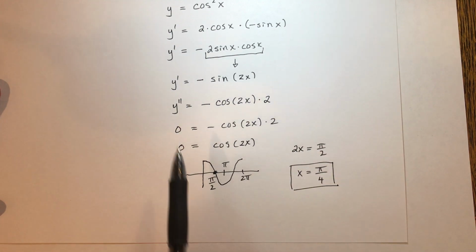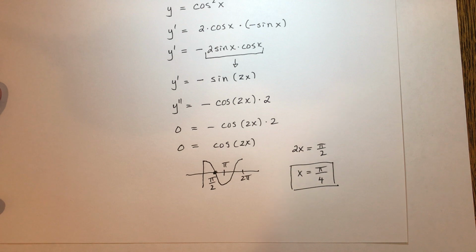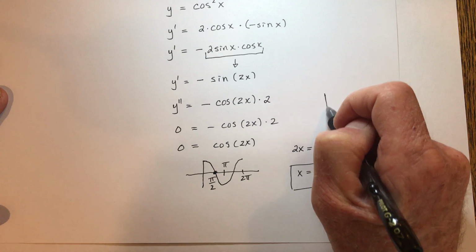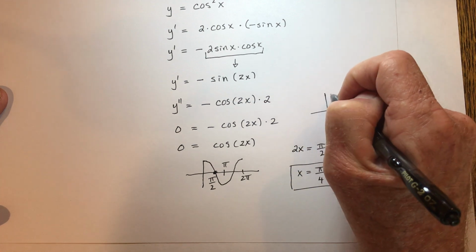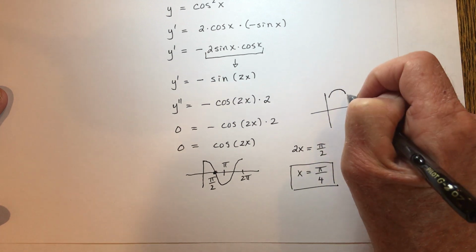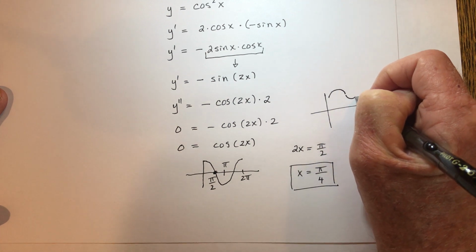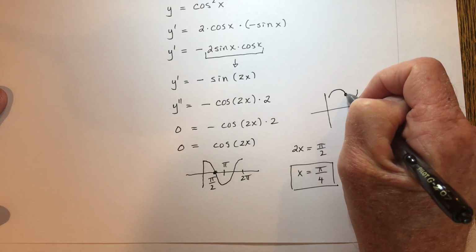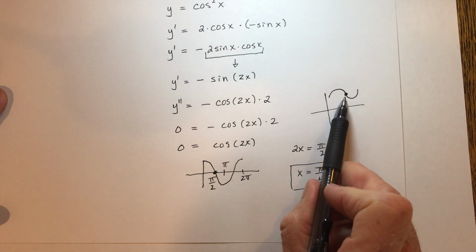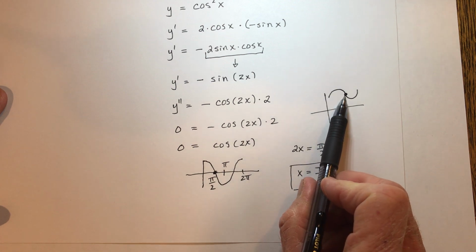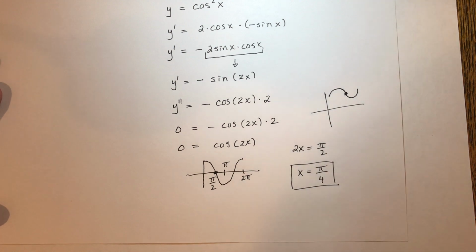So this is for the second derivative equal to 0. That means that at this point, it's going to be changing concavity. I haven't graphed it yet, so I don't know exactly what it looks like. But if it's changing from this, which is concave down, to this, which is concave up, then it's this point right here, which is called a point of inflection. That is where the second derivative equals 0. So we should see something like that.